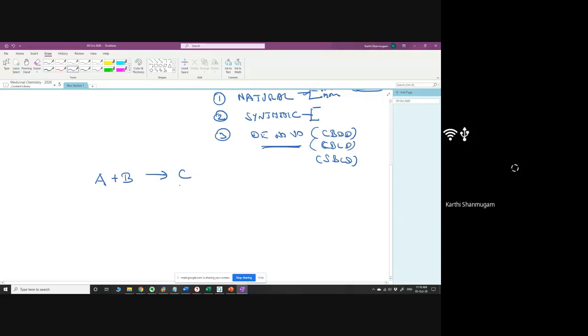So basically, the product of the first step, C, can be allowed to interact with D in the second step to give E. So the product of the second step is E. So it can be multiple steps. Each step will get only one compound as the product. In the first step, the product is C, and in the second step, or second stage, the product is E.